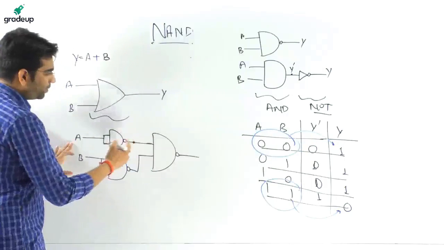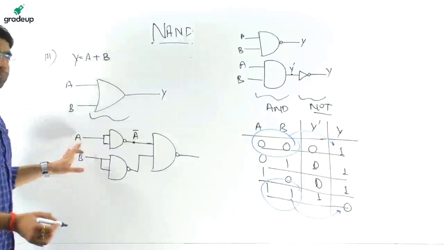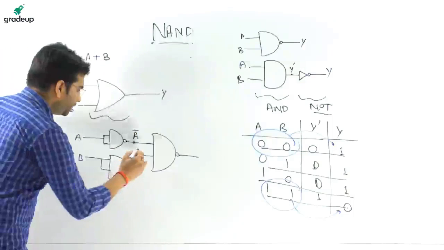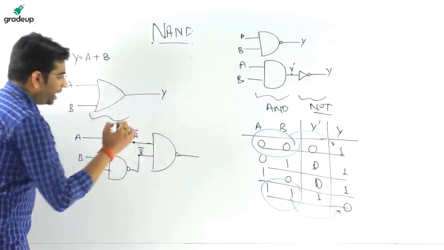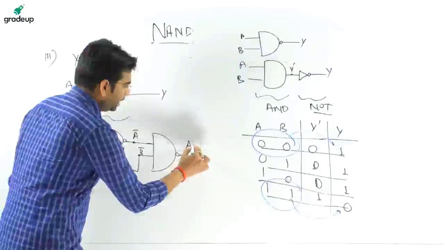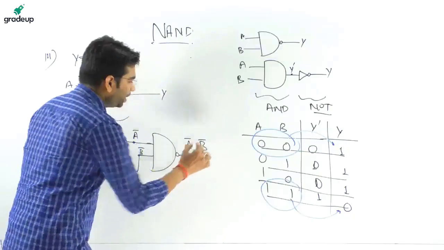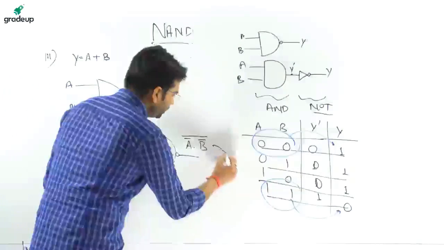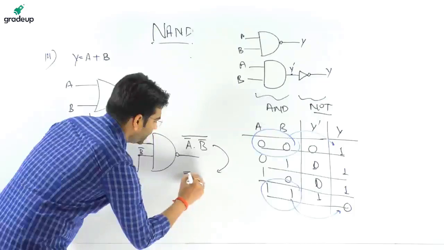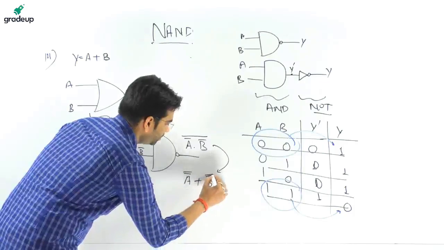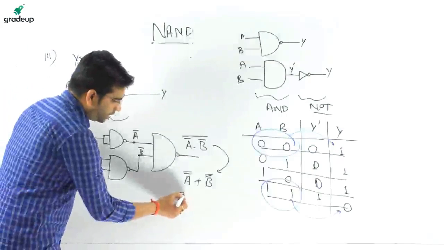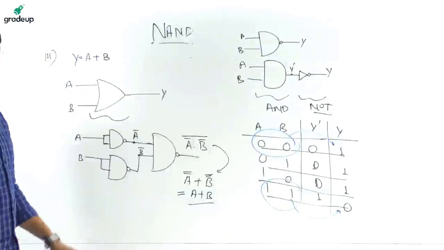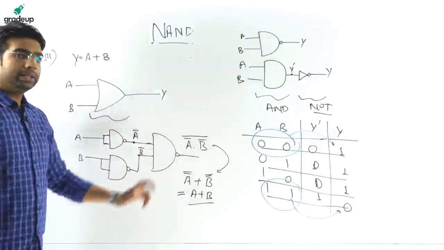What is the value at this point? It is A bar. Why is it bar? Because it is working as a NOT gate. Likewise, it is B bar. Now what will this perform? It will perform A bar dot B bar, an AND operation followed by a NOT operation. By Boolean algebra, what are we going to have? It is A bar bar plus B bar bar. Twice the complement is the function itself. So we have got the OR gate out of the NAND gate.